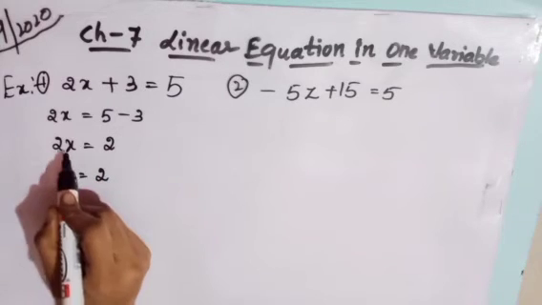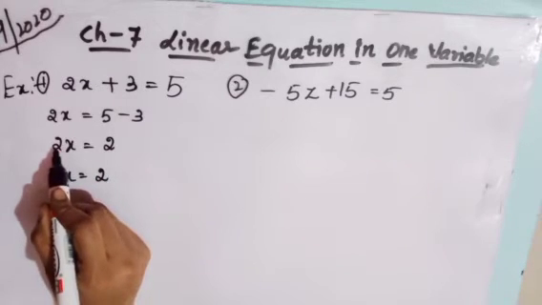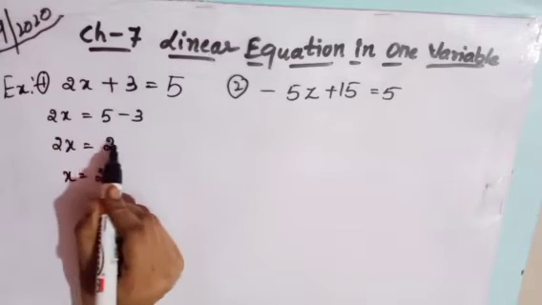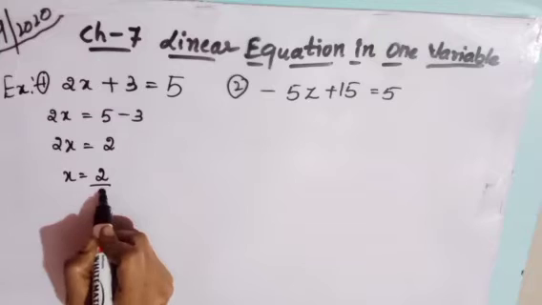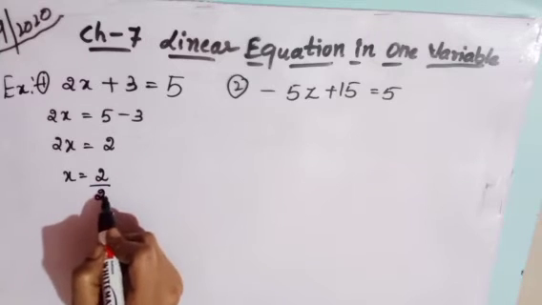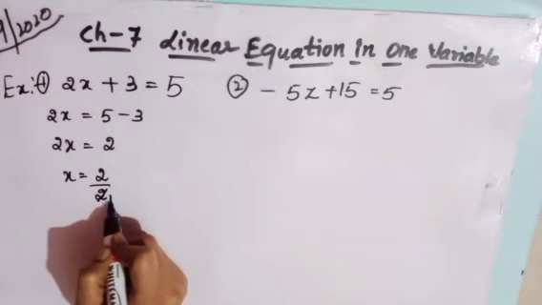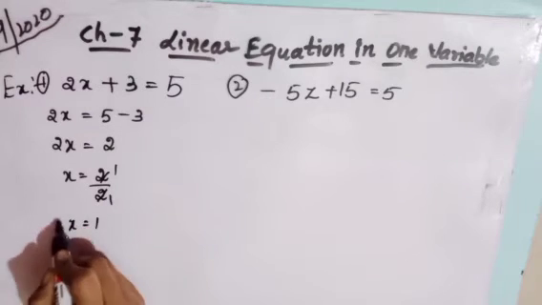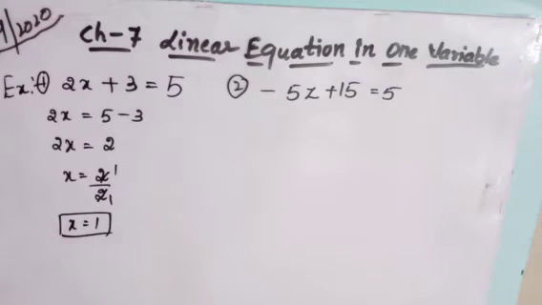Now the coefficient of x is 2. When we transpose it to the right side, it comes to the denominator. Now let us divide: 2 ones are 2. Therefore the value of x equals 1. In this way we have to find the solution.